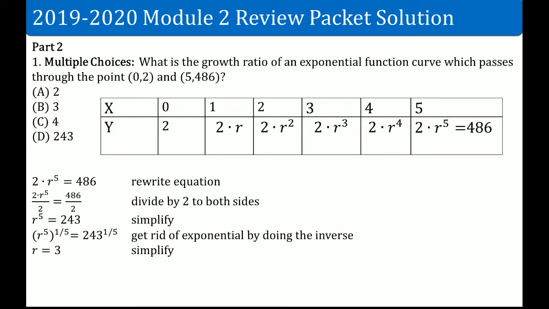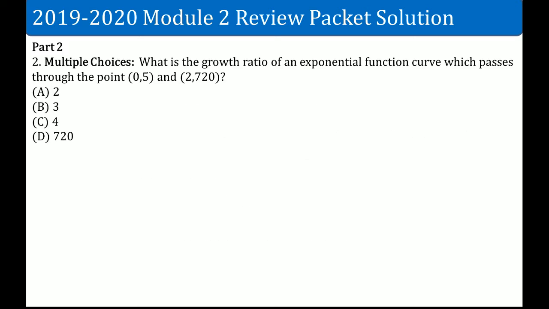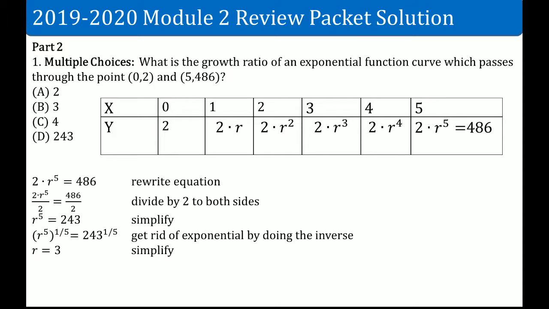Okay, so 3 to the 5th power is basically 243, right? That will get you that. Okay, so r is basically 3, so the answer would be B here.